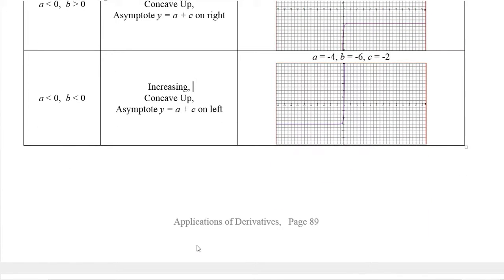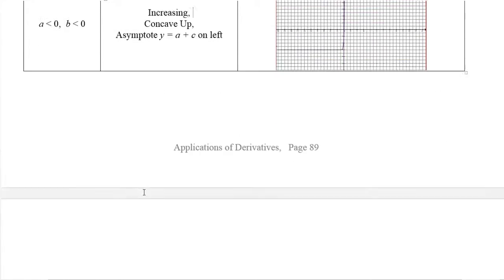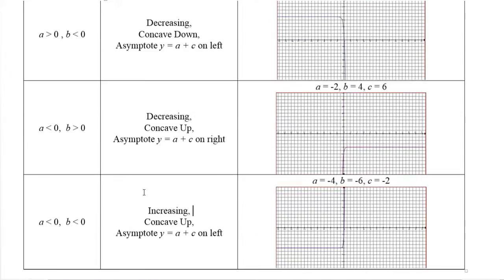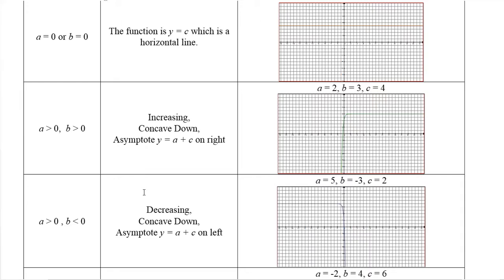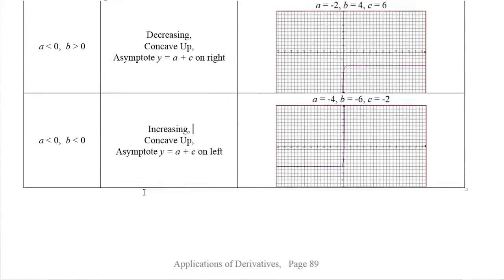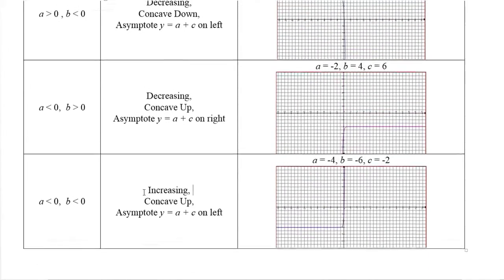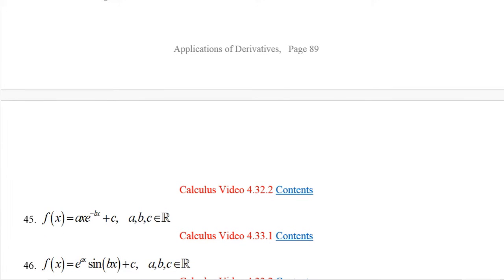Okay, what if a and b are both negative? Then the function is increasing, concave up, and it has y equals a plus c as the asymptote. This time, however, on the left. You can see that. So basically your graph has to be one of those basic shapes there. Okay, I think that kind of goes through that.